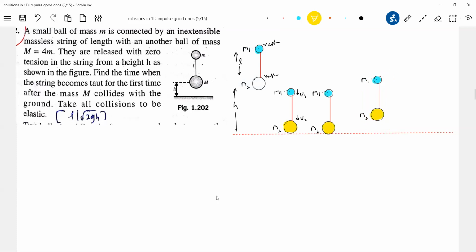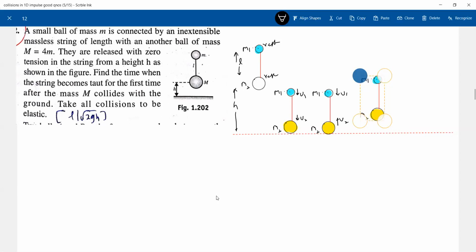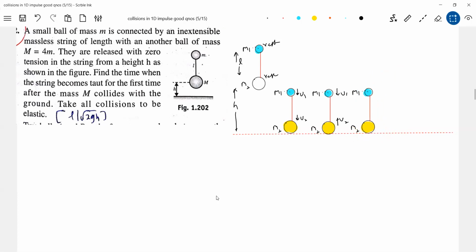Let's see, no. Elastic collision occurs. So what should happen to the speed of the block m2? It will get reversed, and it will be like this. So what will happen to the string the very next moment? The string will become loose, no? It was taut. Now the string will become loose.